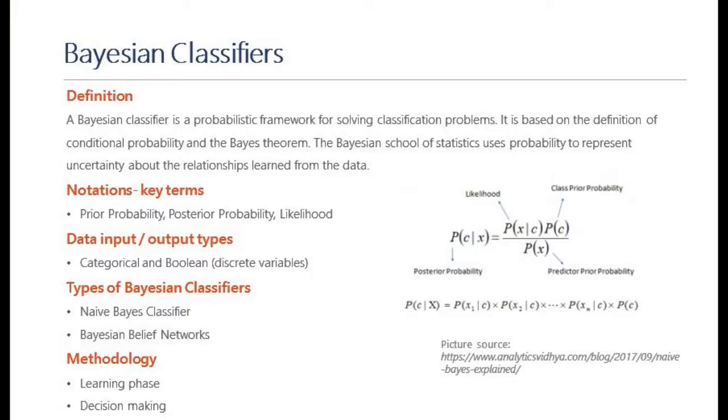A Bayesian classifier is a probabilistic framework for solving classification problems. It's based on the definition of conditional probability and Bayes' theorem. The Bayesian school of statistics uses probability to represent uncertainty about the relationships learned from the data. In addition, the concept of priors is very important, as they represent our expectations or prior knowledge about what the true relationship might be.